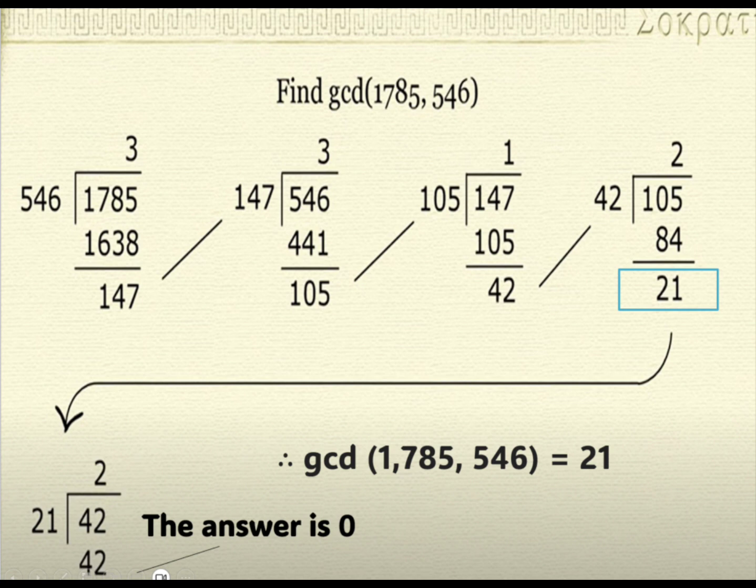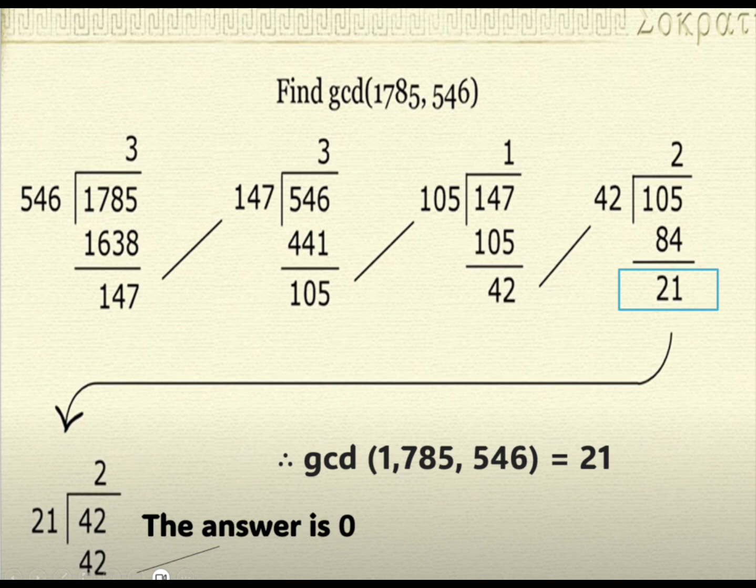This time around, 147 will be our dividend and 105 will be our divisor. The quotient will be 1 and the remainder will be 42. Since it's not yet 0, we need to continue. Now we will use 105 as our dividend and 42 as our divisor. We get 2 as our quotient and 21 as our remainder. Still it's not yet 0, so we need to continue.